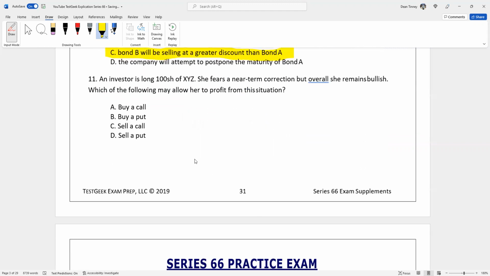An investor is long 100 shares of XYZ. She fears a near-term correction, but overall she remains bullish. Which of the following will allow her to profit? Profit, that's the key word. You know, if this said allows her to protect, it would be buy a put. For protection, you buy the option contract.